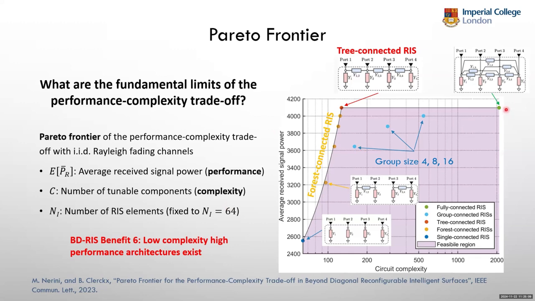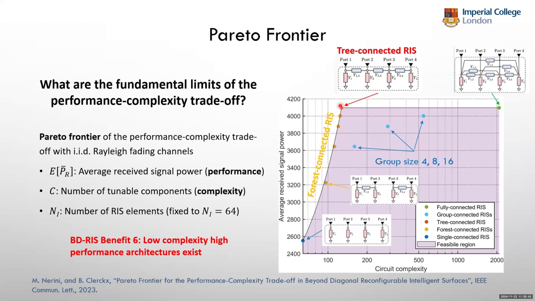And this is actually the Pareto frontier between performance and complexity. The lowest performance and lowest complexity is achieved by diagonal RIS. The highest performance and highest complexity is achieved by a fully connected beyond diagonal RIS. But you could achieve the same performance as this one with a tree-connected RIS. For instance, here you have 64 elements in your RIS. Here you need over 2,000 impedances to control. In the tree-connected, you have 127 impedances to control, but you achieve the same performance, right?